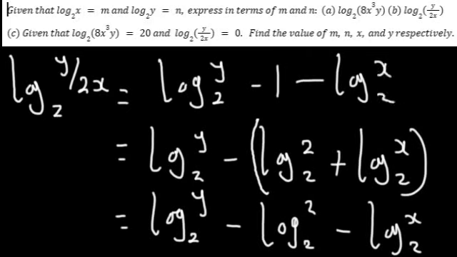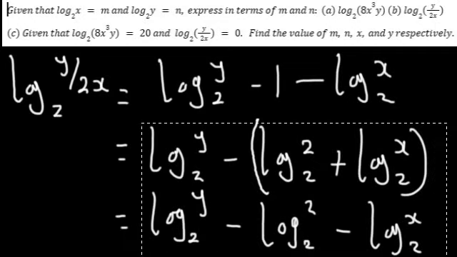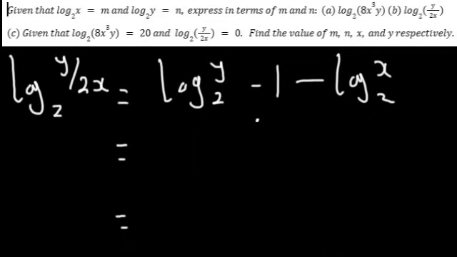Now at this point, it's easier for us to substitute the given values. We are to replace log of y to the base of 2 with n, and log of x to the base of 2 with m. So the final answer in this case is n minus 1 minus m, and that's it. And that is the final answer to the second question.